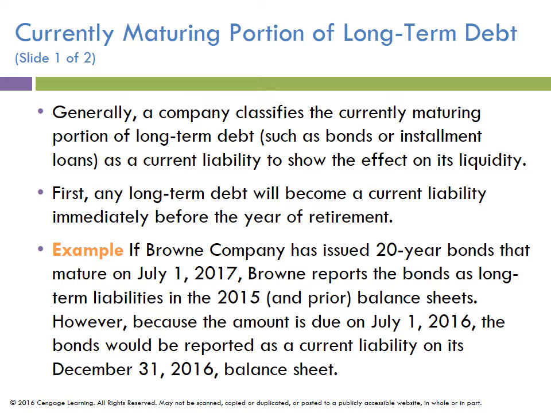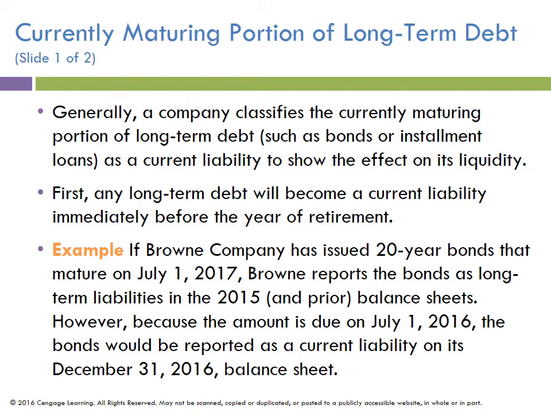And that portion of that account is called current maturity of long-term debt, or current portion of long-term debt. And that part is listed as a current liability. The remaining amount would be listed as a long-term liability.